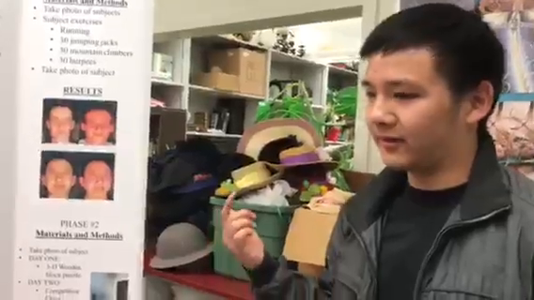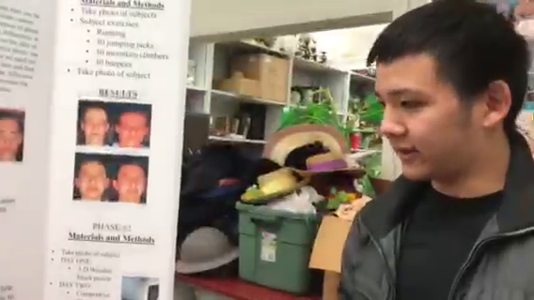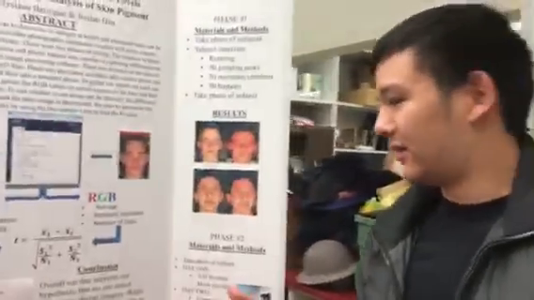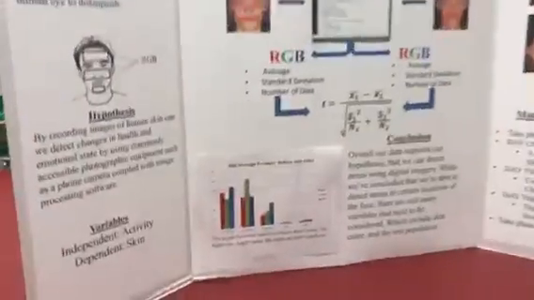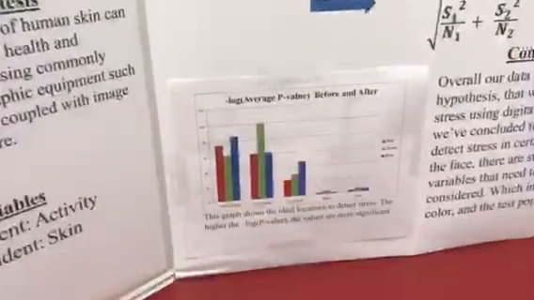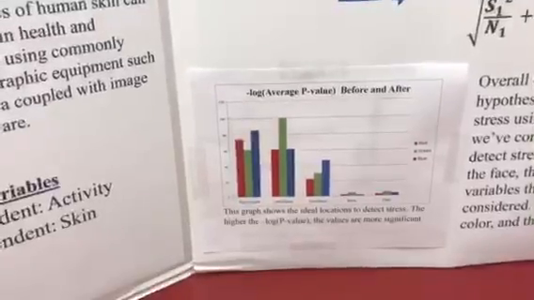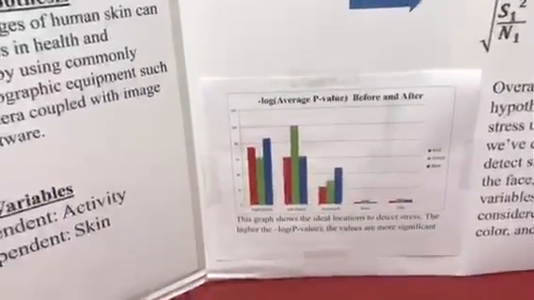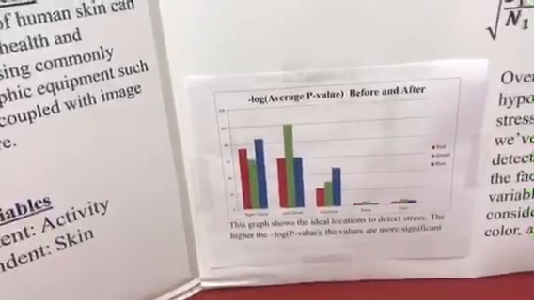The p-value also tells us whether or not we have strong evidence for our null hypothesis. And you can clearly see that there is strong evidence to reject the null hypothesis in favor of our alternative hypothesis, where we can detect stress using digital imagery.